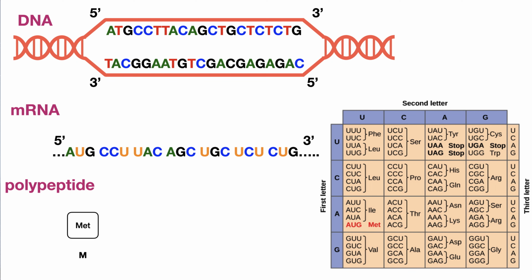All right, this was highlighted in red because methionine is going to be the first amino acid added to a polypeptide, always. Now, sometimes it will later be cleaved off in post-translational processing, but at least to start with, all polypeptides are going to start with methionine.